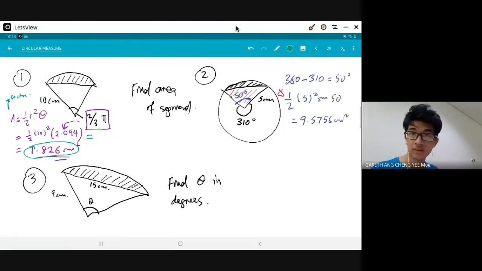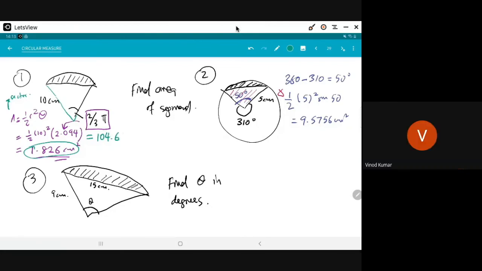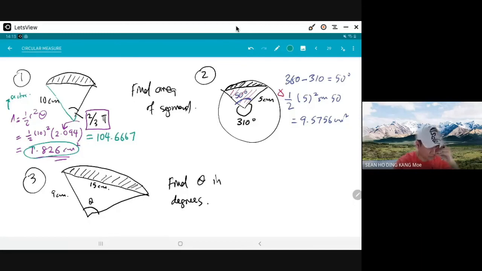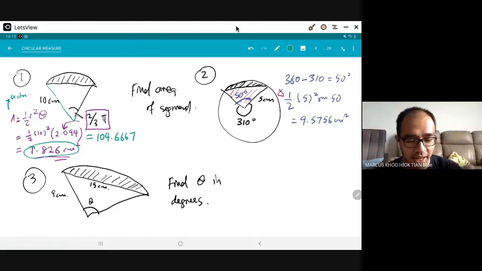It's 104.667. Mine is 0.7. Okay lah, fine. And then after that, the area of the triangle. Area of triangle is 1 over 2, 10 times 10 sine. And what is this angle?